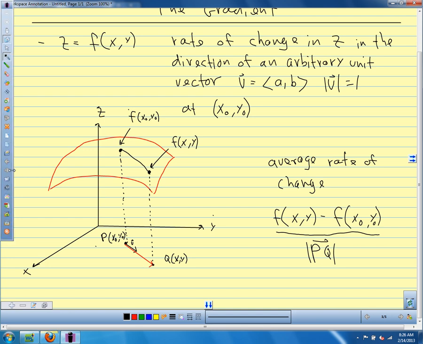Everybody good with what we're talking about here? Okay, we're going to take the limit as PQ approaches 0, we could say as (x, y) approaches (x0, y0). Somehow we're shrinking down that distance that we're traveling. We're taking that limit, so we're going to write that expression.